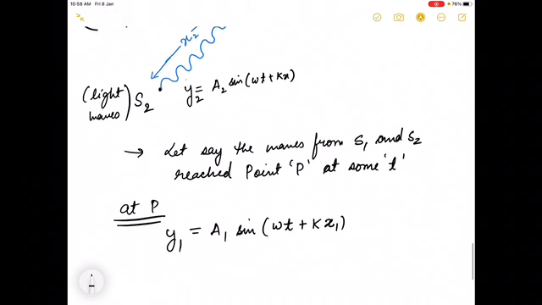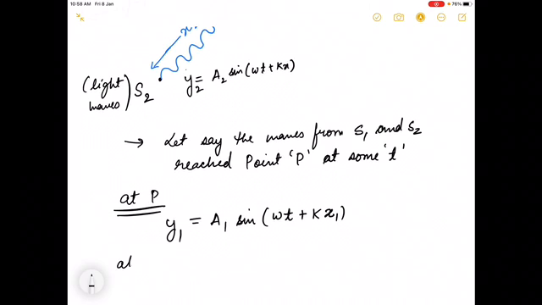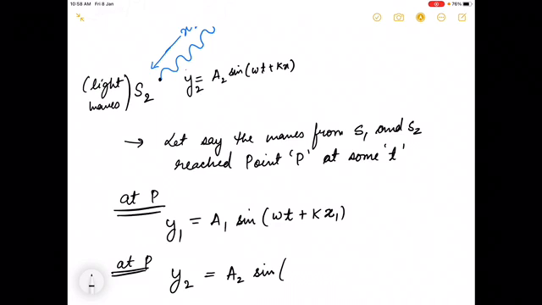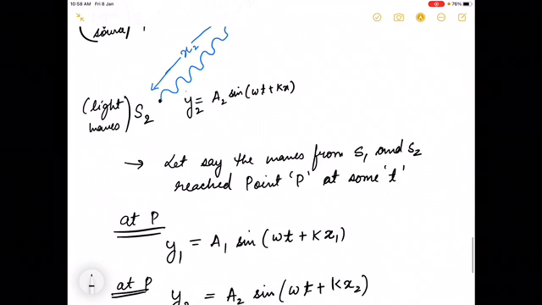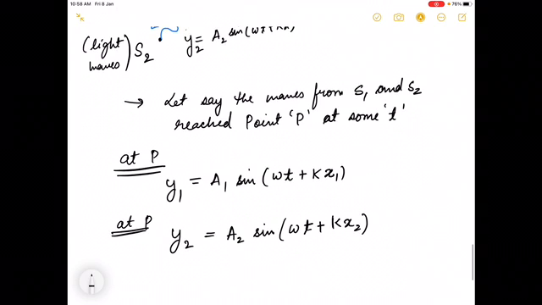Very similarly, at point P, y2 will change to, that will be equal to a2 sin(ωt + kx2). It had the same omega because they are coherent sources, right? Again, it has taken some time t, plus k times x. It has traveled a distance of x2, right? I hope that is understandable. That much distance it has traveled, right?